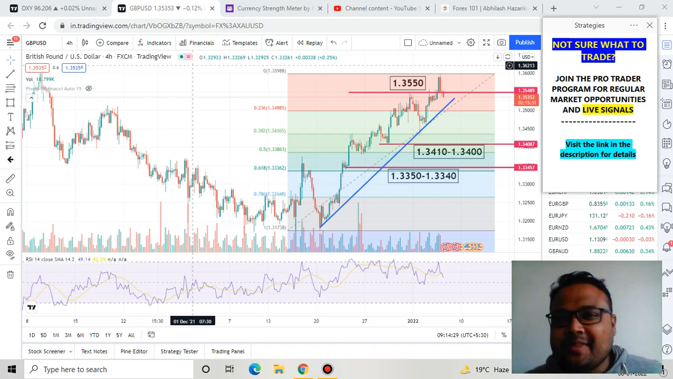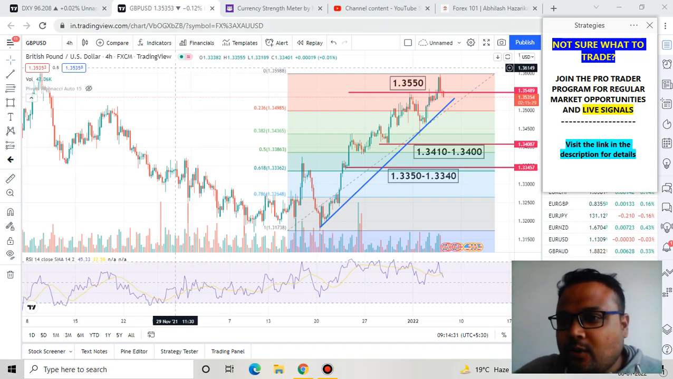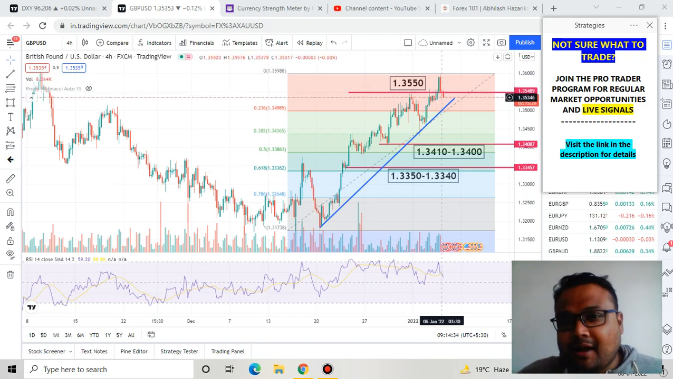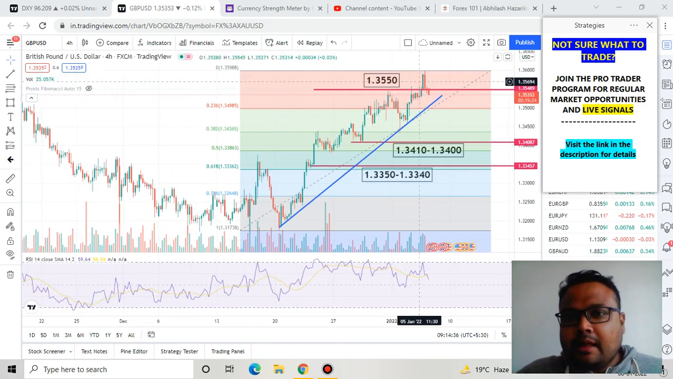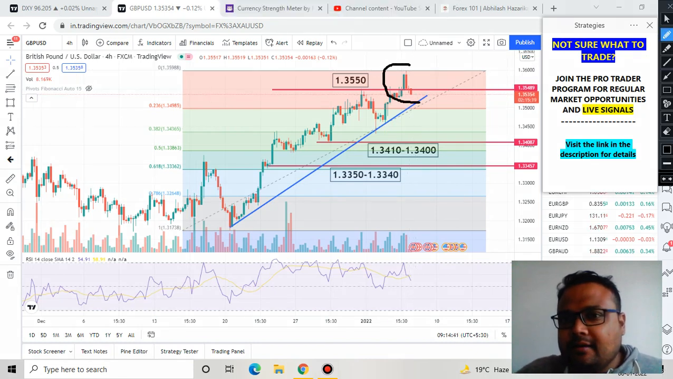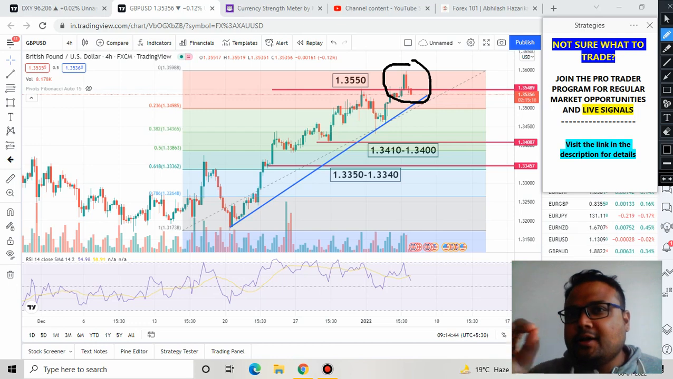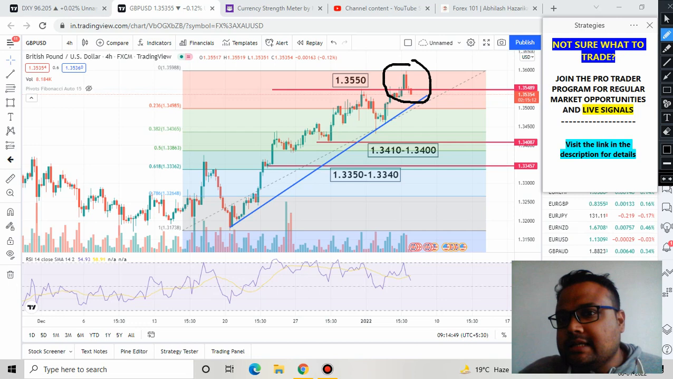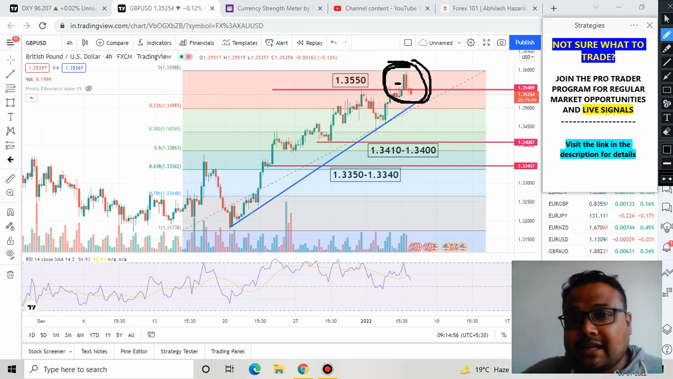So let's get started. Right now the market is trading at 1.3535. This is the current market price. As per our expectation, we did have a breakout yesterday, and remember I told you that the waiting period is very crucial for any breakout. This was the main reason. You can see that after this candle, the market immediately came down. So the breakout failed to sustain, and right now the market is trading below the level of 1.3550. In short, the breakout failed.